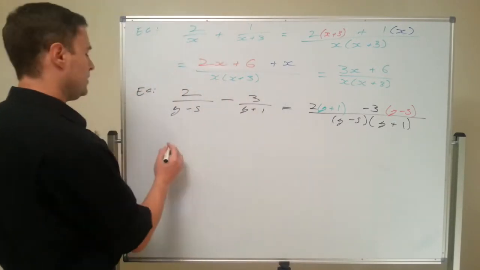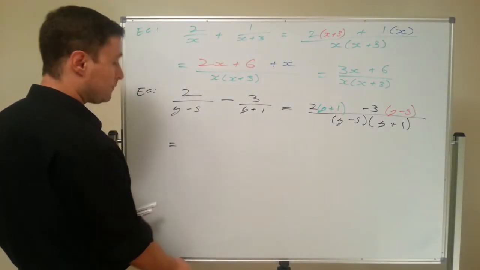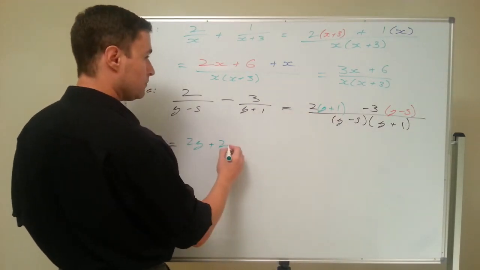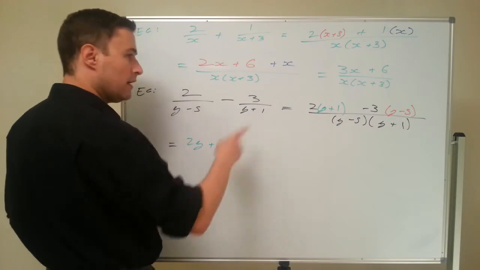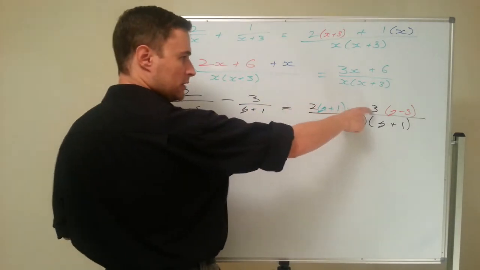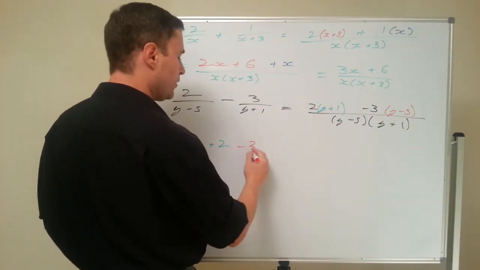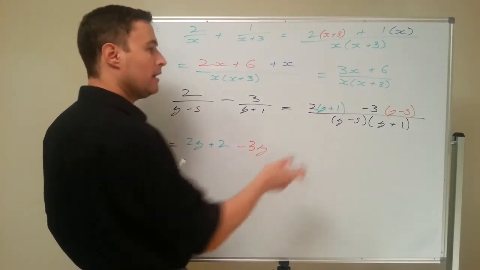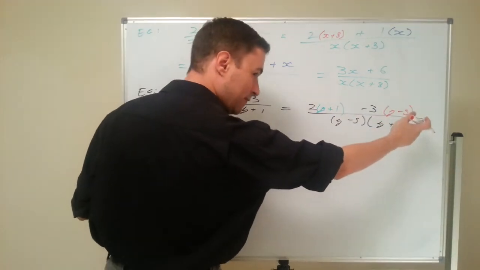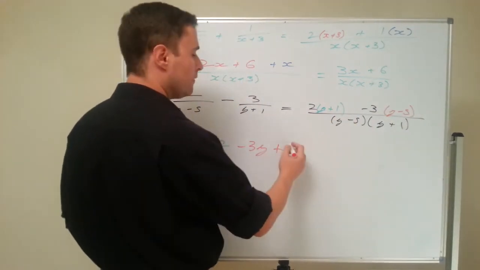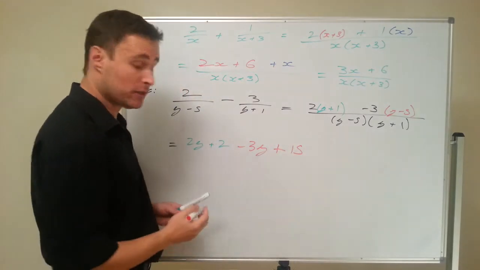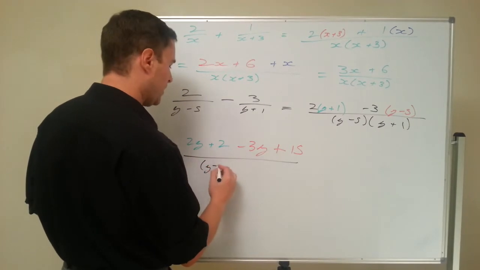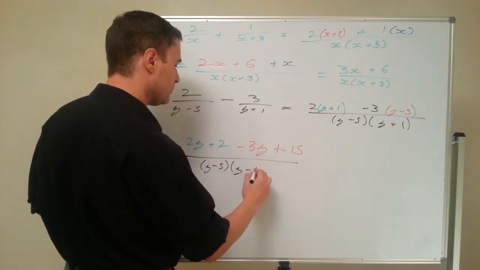Alright, so, equals. Let's multiply this all out. 2 times y is 2y. 2 times 1 is 2. Now listen to how I'm saying this. Negative 3 times y is negative 3y. Don't break it up into minus and 3. It's negative 3, it's one thing. Okay? Negative 3 times negative 5 is positive 15. A negative times a negative is a positive. Okay? All over the brackets, y minus 5, y plus 1.